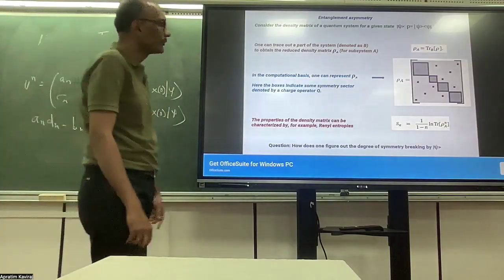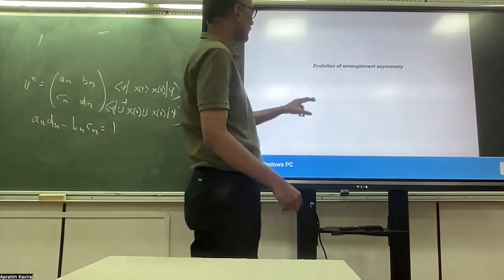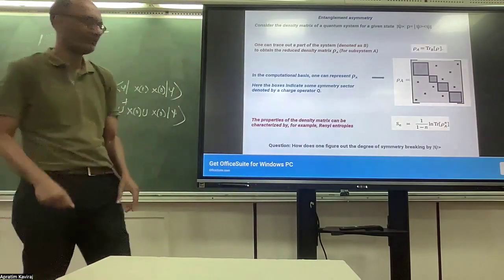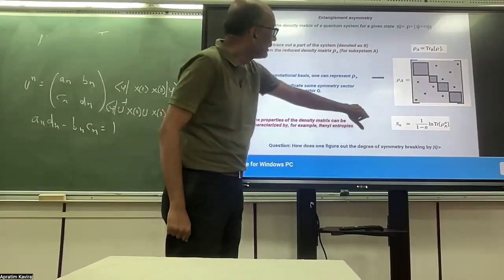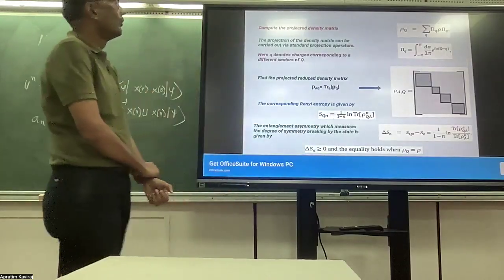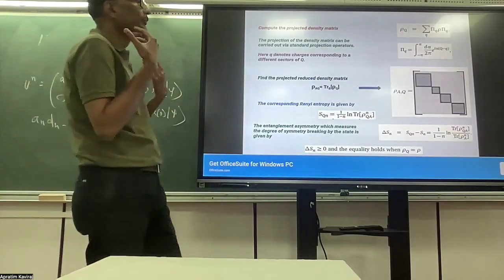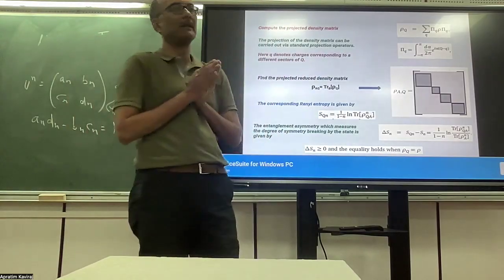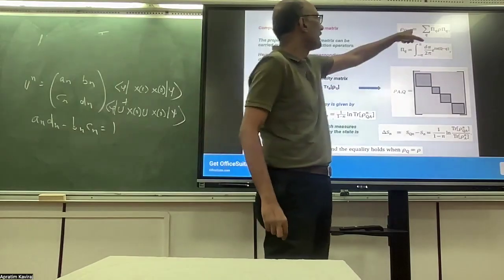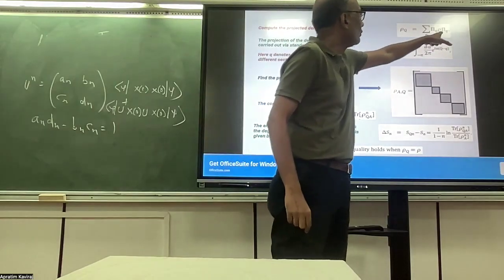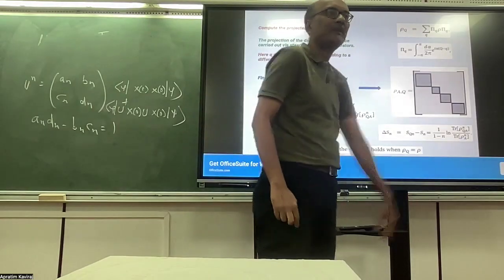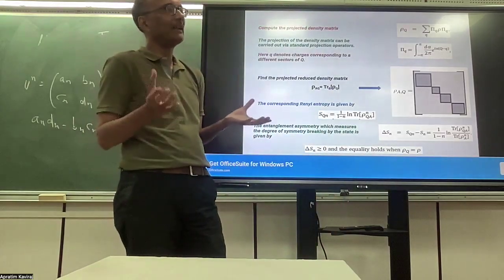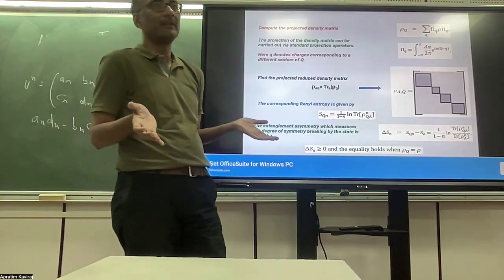Fine. And then, of course, I can compute my density matrix from here. Well, that's straightforward. But one can do something else. One can compute the entanglement entropy of a projected density matrix, where you project this thing into the symmetry sectors. And then you compute its entanglement entropy by computing the reduced density matrix.